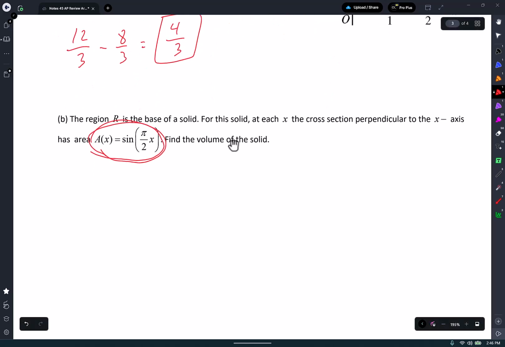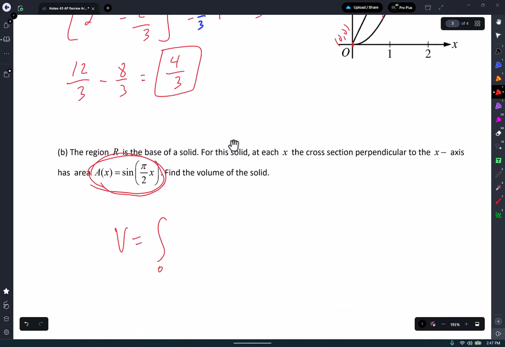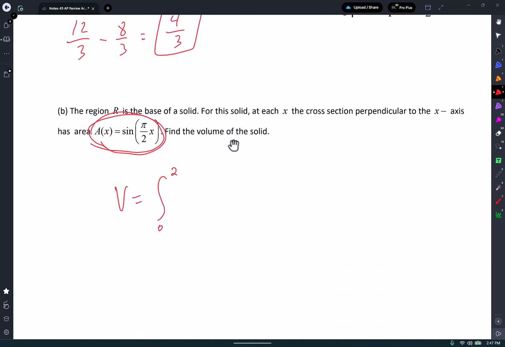How do I find the volume of anything? Volume of anything is just the integral of that common cross section. Integral from 0 all the way to 2 of this sine pi over 2x dx. That's my cross section, guys. They're testing to see if you know your concepts of how to find volume. Are we still okay? All right. Antiderivative of sine.